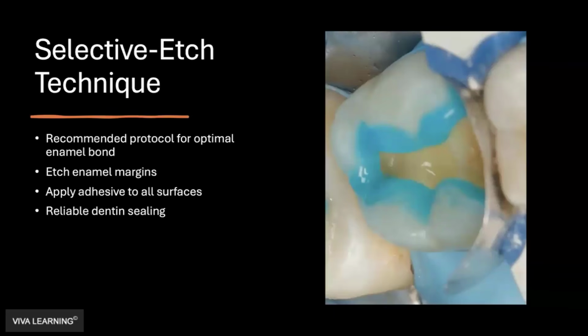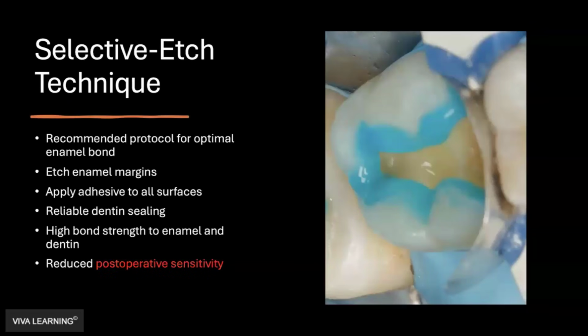At the beginning, I didn't believe in selective etching because I was doing total etch. And in school, they told me total etch is the only way to go. And that's what I kept on doing for many years. And now when I started doing selective etching, everything changed. The biggest thing about selective etching is that it reduced the postoperative sensitivity by almost 100%. Almost 100%. I don't get those calls anymore on the weekend: my composite is still hurting. I don't get it anymore.